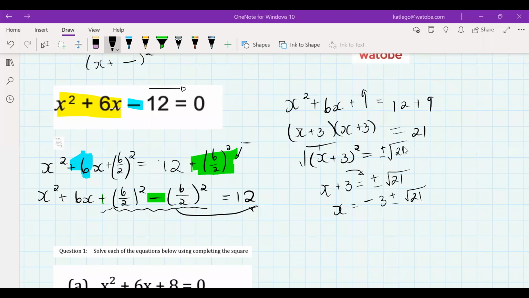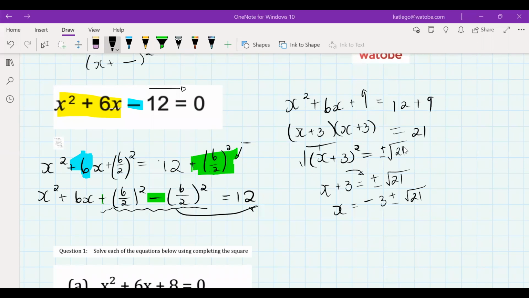And as I said, if they say give it to 2 decimal places, then you actually have to square root the 21 and find out how much it is. And then say negative 3 plus that amount or negative 3 minus that amount. Okay, thank you. You're welcome. My label has given us an answer.